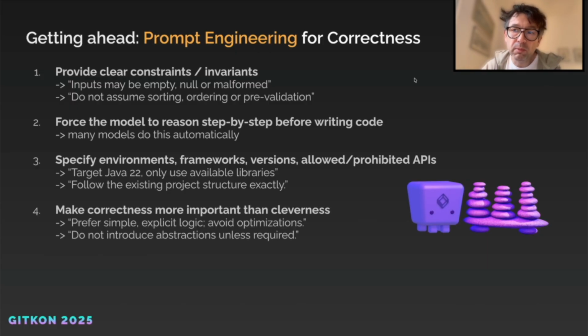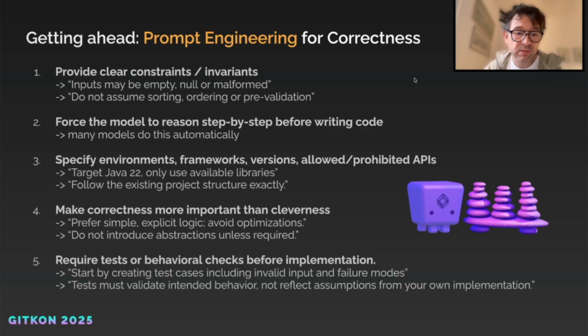Also, focus more on correctness than being clever. You can tell an LLM, hey, prefer simple code, don't overdo it, don't introduce abstractions unless you have to. AI, once again, has been trained on code. It can sometimes go over the top and generate very complex solutions to very simple problems. That's something you can really guide in your prompts.